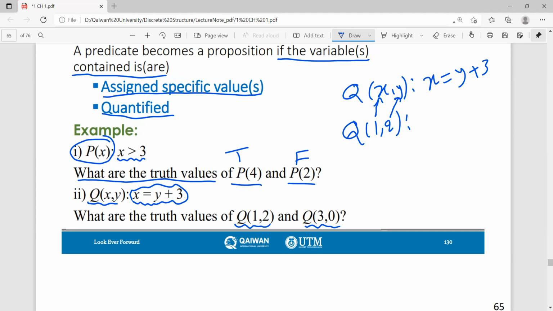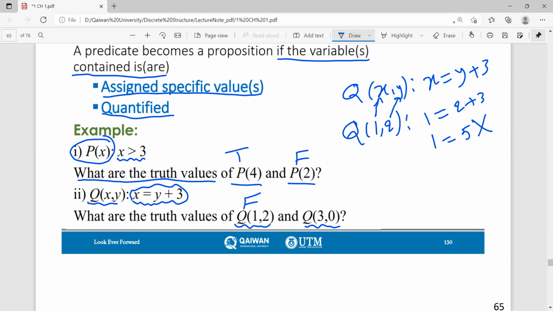Let's do the first one, Q of 1 and 2. We say 1 equals 2 plus 3. We just replace x by 1 and y by 2, and we get 1 equals 2 plus 3. So 1 equals 5. Is it true? No. So this one is false. Q of 1 and 2 is false.